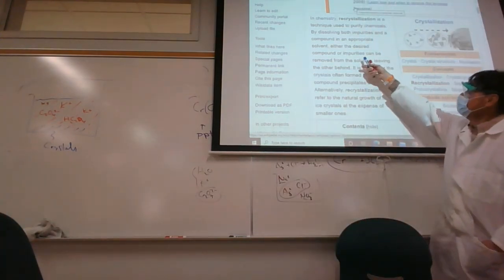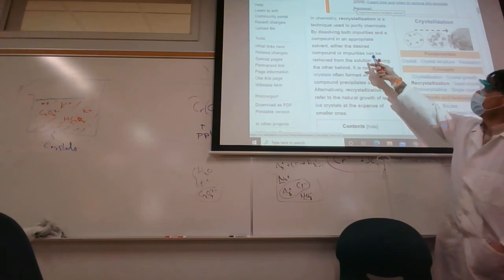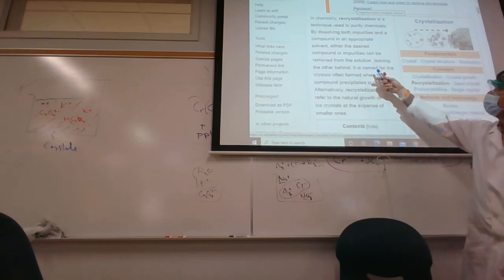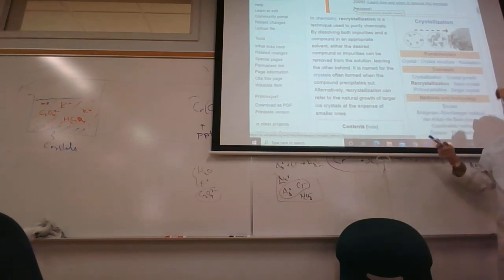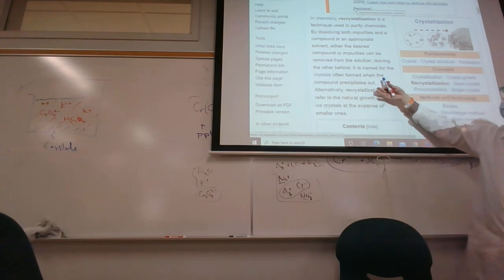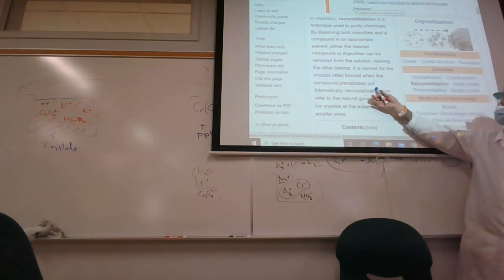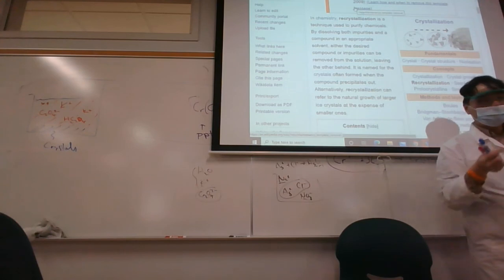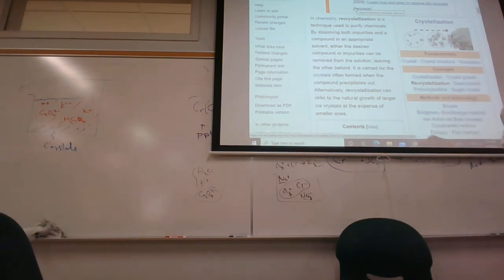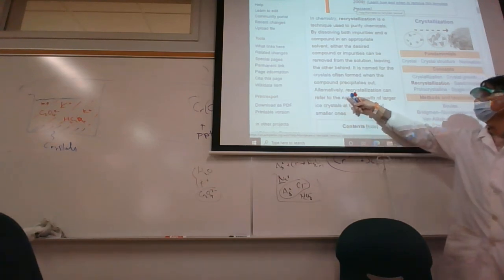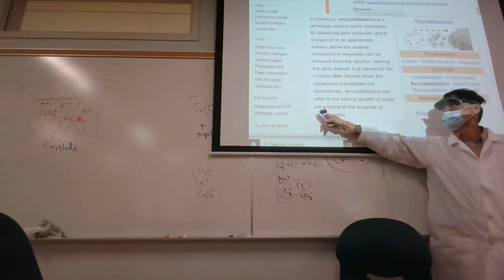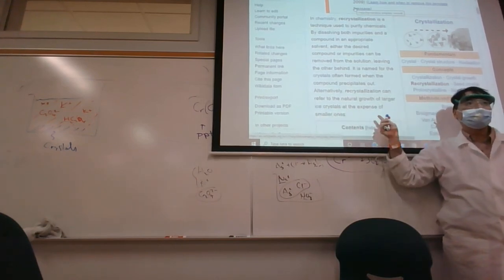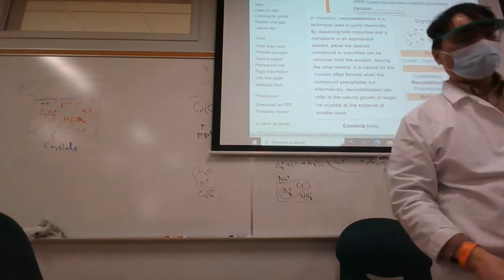And so here, by dissolving both impurities and the compound in an appropriate solvent, either the desired compound or the impurities can be removed from the solution, leaving the other behind. Okay, so it is named for the crystals often formed when the compound precipitates out. So this is recrystallization. Another reason for recrystallization is to try to grow big crystals. Alternatively, recrystallization can refer to the natural growth of larger crystals at the expense of smaller ones. So let's say you have a whole bunch of small crystals.